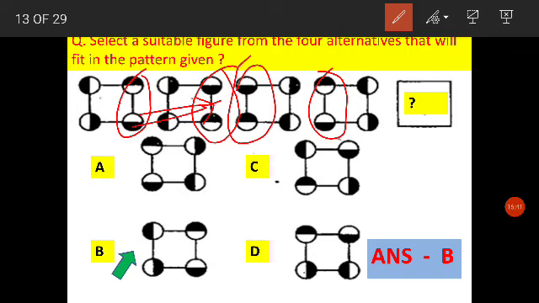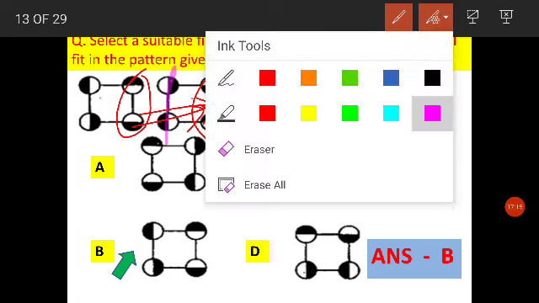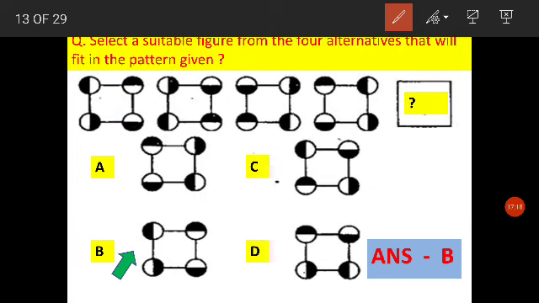So from here it has gone here, then from here it has gone here. So that means every alternate line it is jumping. So from here it has to go here. So in this manner, if you see, B is the answer.